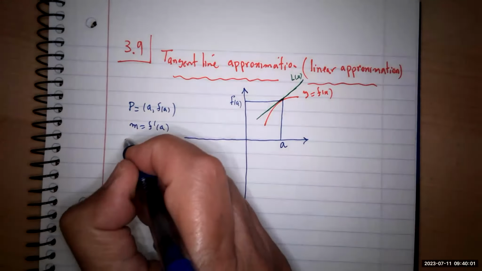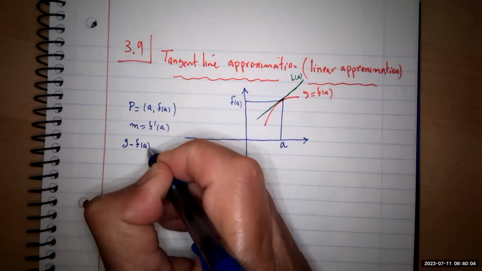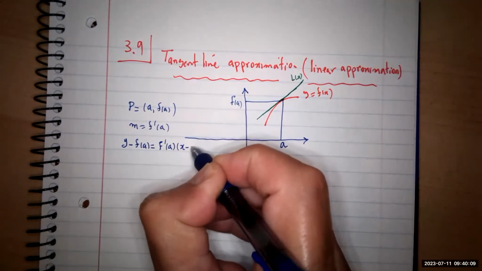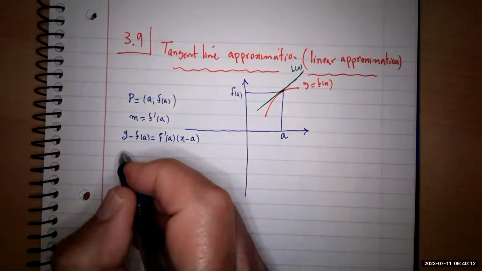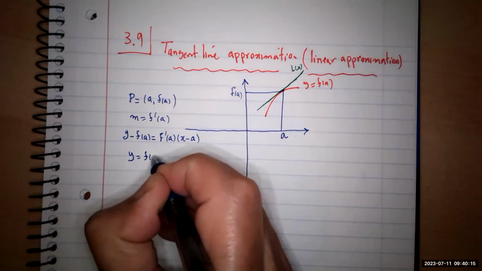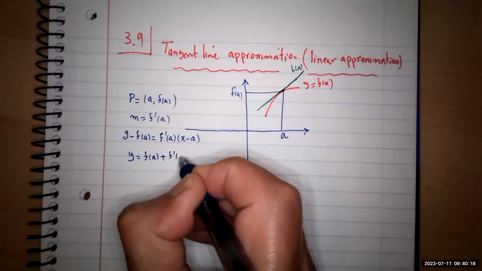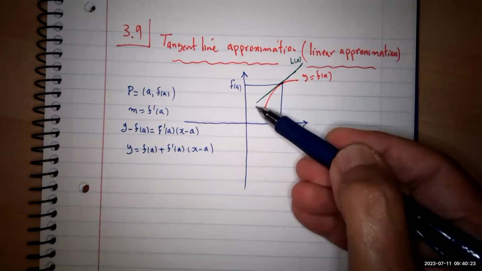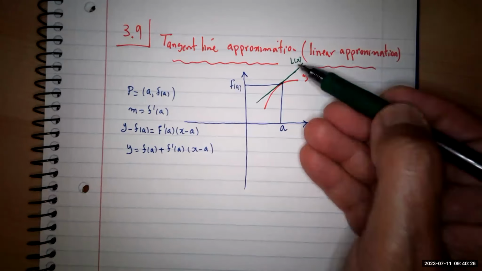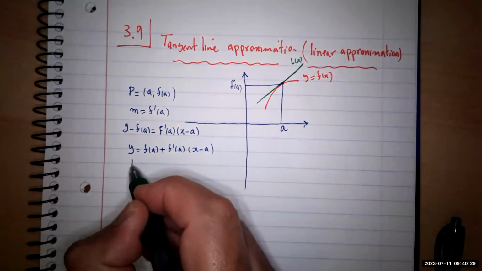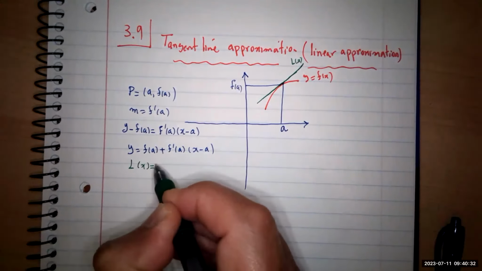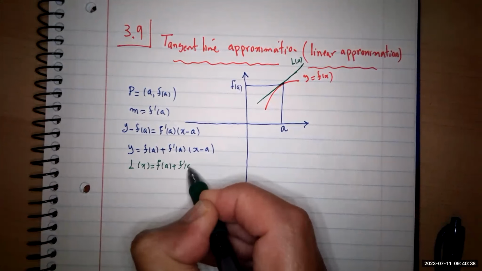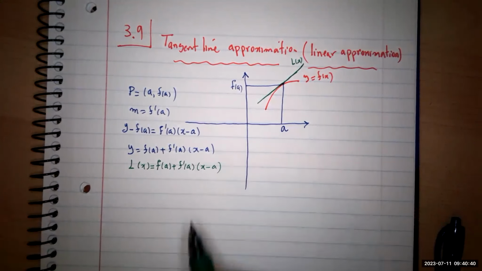Remember, the equation of the line is y minus y1, which is f of a, equal to m, which is f prime of a, times x minus a. I move the f of a to the other side, that gives me f of a plus f prime of a times x minus a. That's the equation of the tangent line. In this case, I'm going to use this new notation and call this L of x. So L of x is going to be f of a plus f prime of a times x minus a.